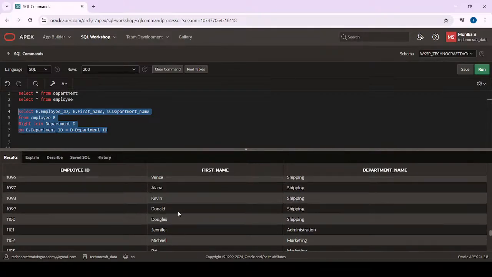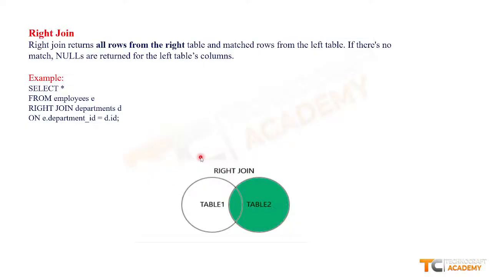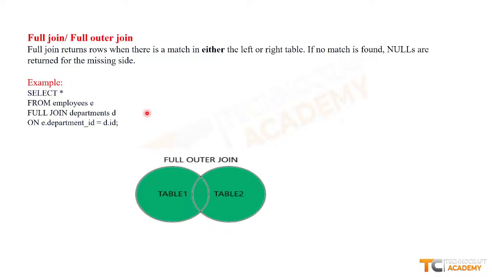This is one of the interview questions they ask: what is the difference between right join, left join, inner join and outer join. So our next join is the full join or the full outer join. With a full join, we get all the rows from both the tables. Even if there is no match, we'll get null for that corresponding row, but we'll get all the rows from both the tables. So this is a full outer join.